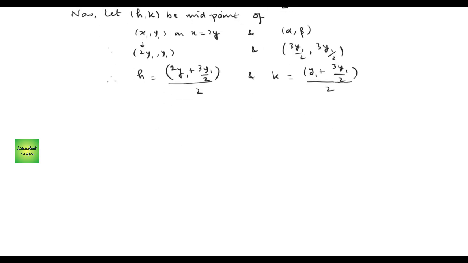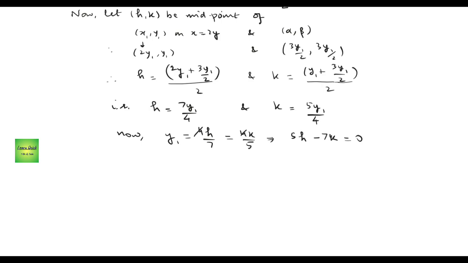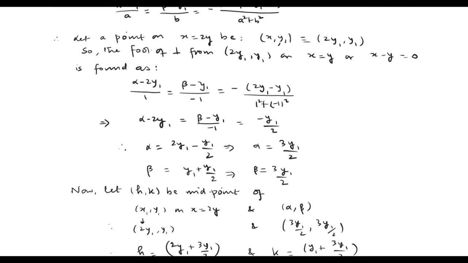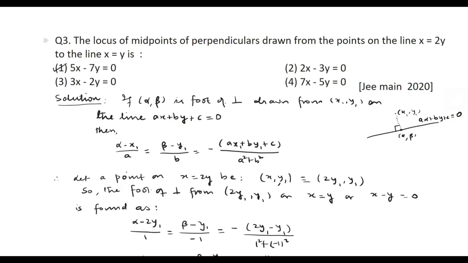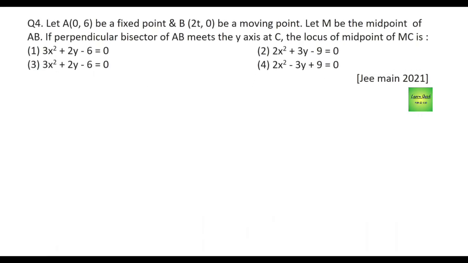This way, we get two relations, that is h is equal to, how much? Let's calculate. It is going to be 7y1 by 4 and k will be equal to 5y1 by 4. Now we have to get the relation between h and k as you studied in the beginning. So what do you do? You find y1 from both these equations and equate them. You get h by 7 equals k by 5, which means 5h is equal to 7k, or 5h minus 7k is 0. Replace h by x and k by y, you get the final answer, which is 5x minus 7y equal to 0. You look up the answers and this is the first option, we get the answer.